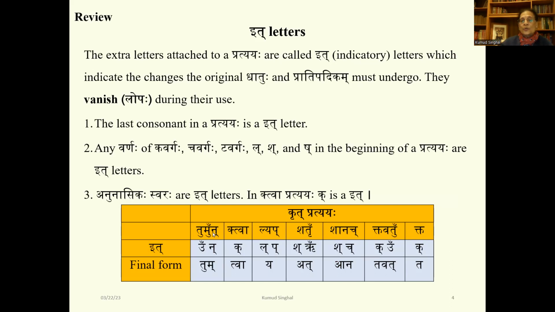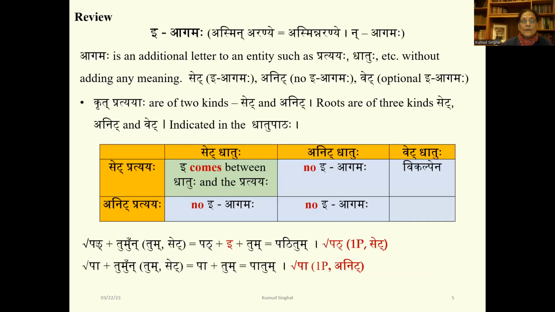So if you are adding a tumun or a ktva or these 2, and the dhatu is also set, then the agama will happen. So let's look at an example. Pat, the dhatu pat. Now pat is a 1p set, and tumun, as I showed you, is also a set pratyaya. After the removal of the it letters, which are u and n, only tum remains. So e will come between the dhatu and the pratyaya. So pat plus e plus tum. So the form will be patitum.